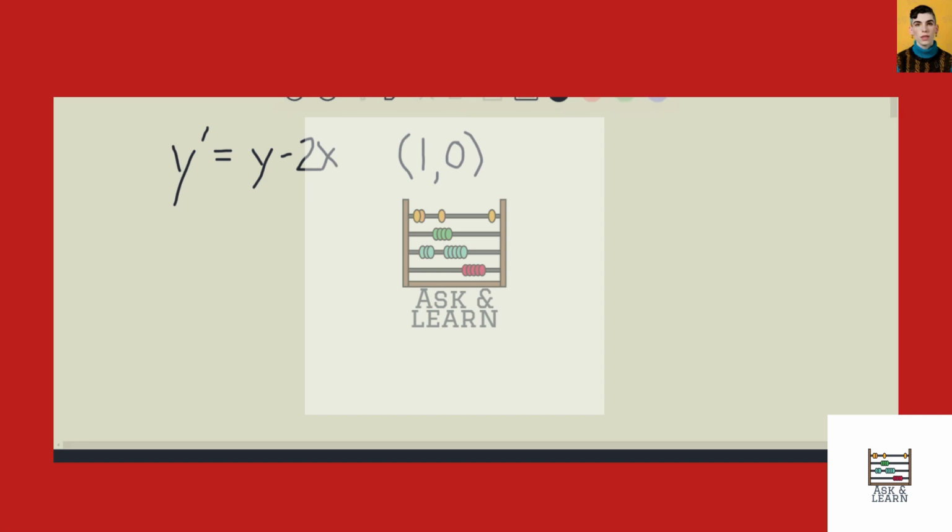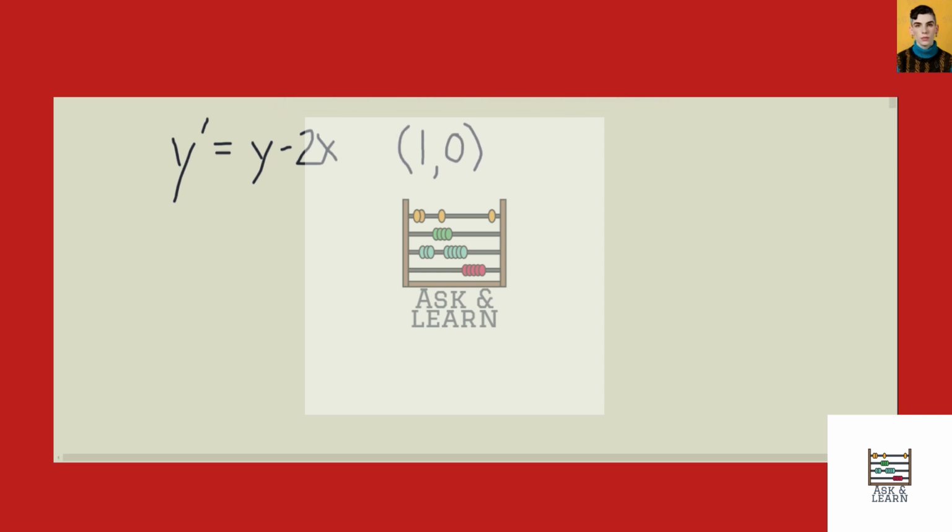We are given a differential equation and a point in the plane, and we are asked to find the slope field of this equation and the solution which contains this point. Our differential equation is y prime equals y minus 2x, and the point in the plane is (1, 0).